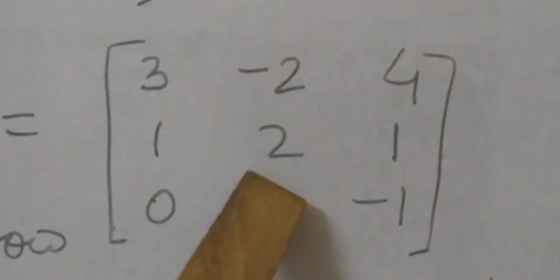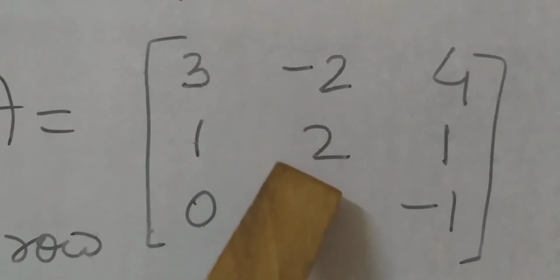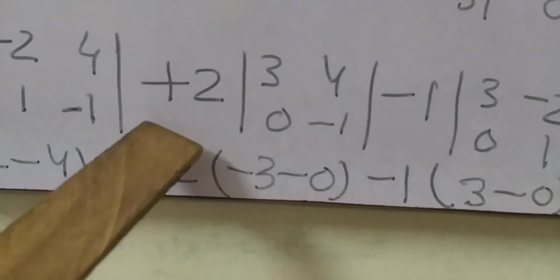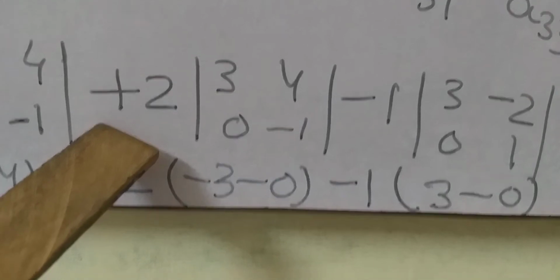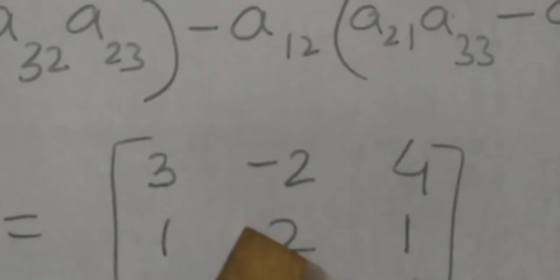Now the second element, student, 2. 2 is written here. Its position is A22. 2 plus 2 is 4, an even number. That's why we have to put a plus sign. Now delete its column and row.